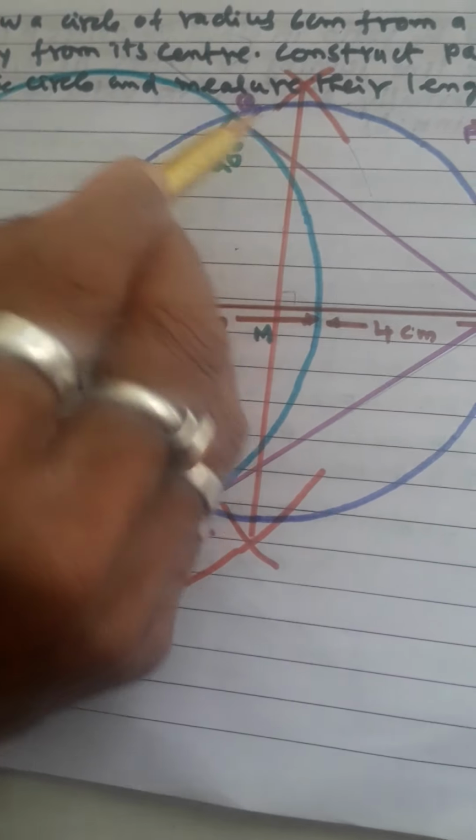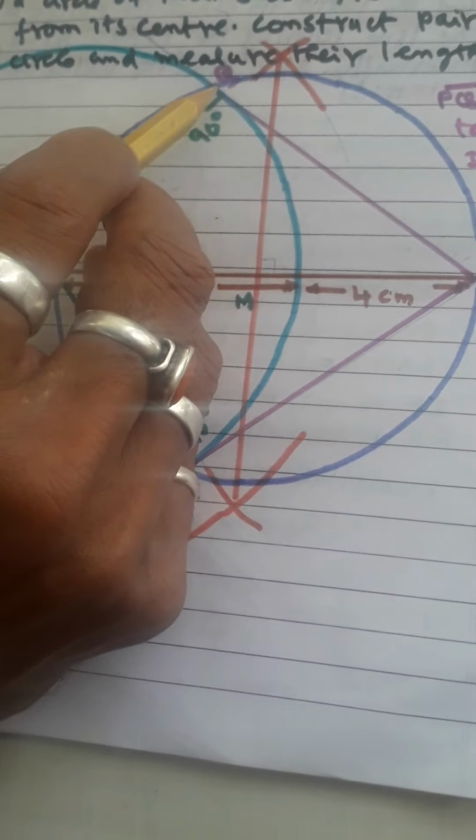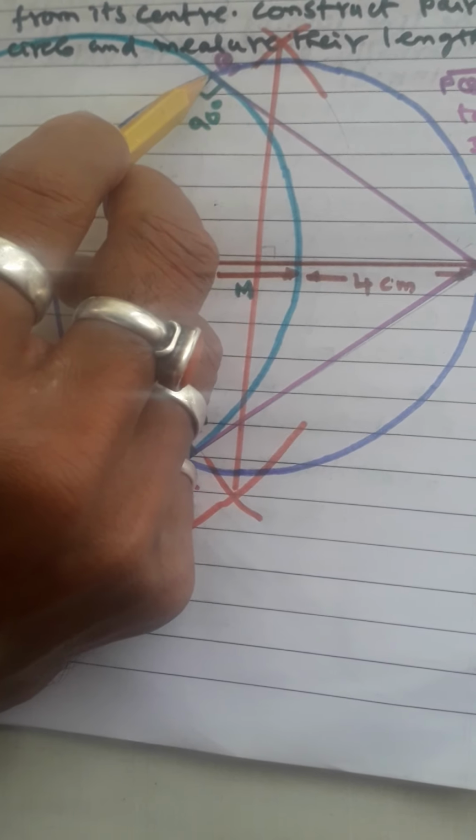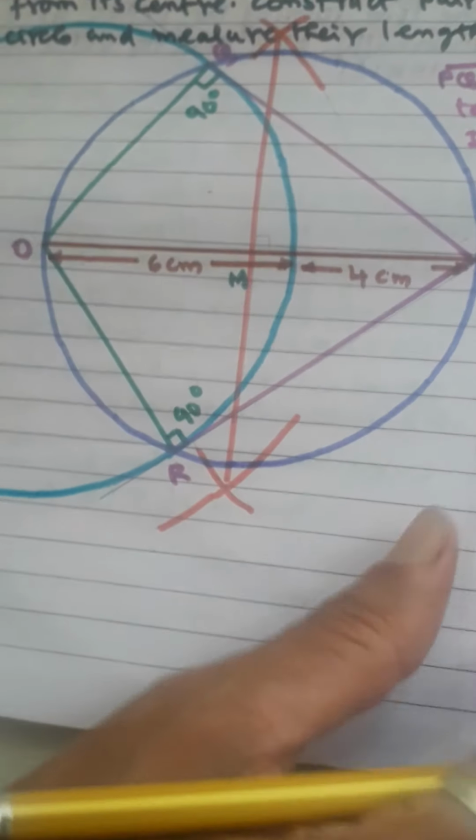We already know that when a tangent is drawn and the radius is also drawn, then at the touching point the radius and the tangent will always make 90 degrees. So this is proved. Okay, then we will go for the third question.